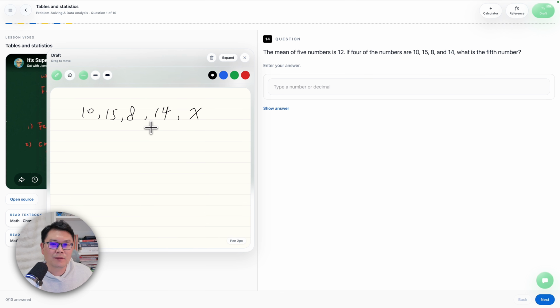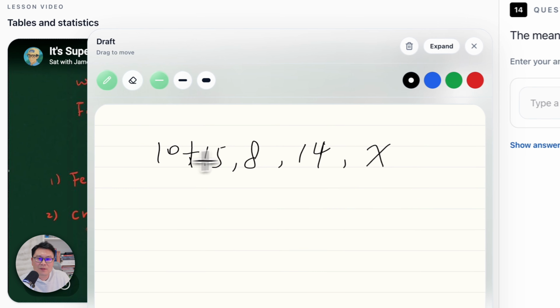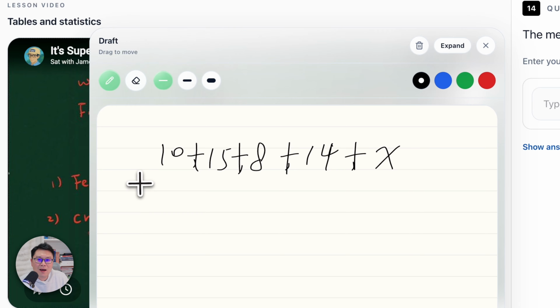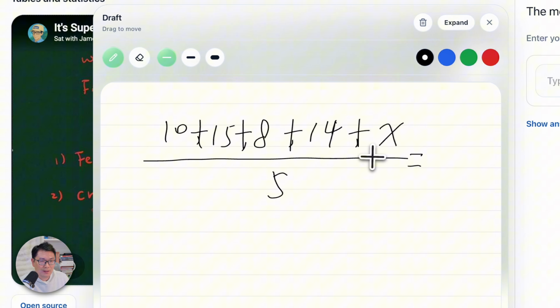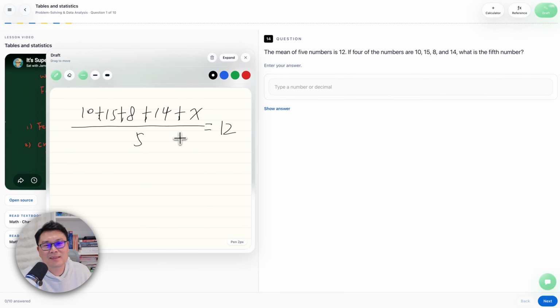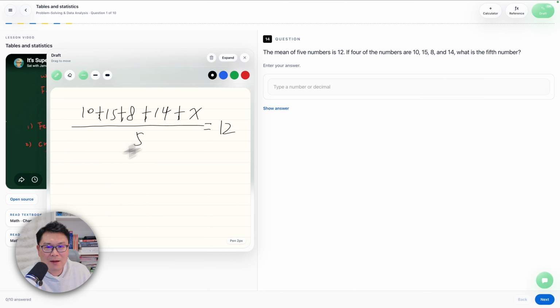So remember the definition of mean. It's the sum of the numbers divided by the number of numbers, right? So we're going to add these numbers up and then divide the sum by 5 because we have 5 numbers in this group. And the value of this whole expression is going to be 12. Then we just solve this equation and find out what x is.